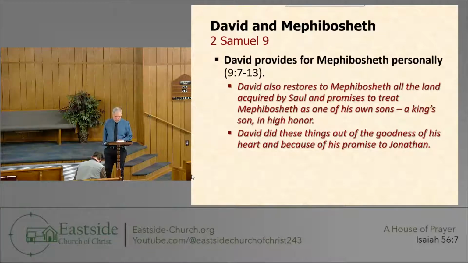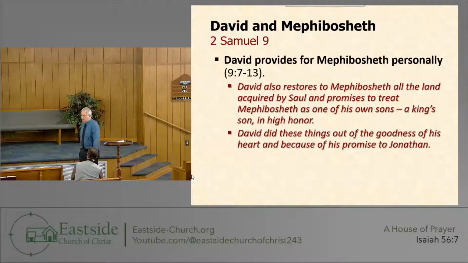In verse 12, Mephibosheth had a young son whose name was Micah. I mentioned that. And all who dwelt in the house of Ziba were servants of Mephibosheth. So he dwelt in Jerusalem and did eat continually at David's table.